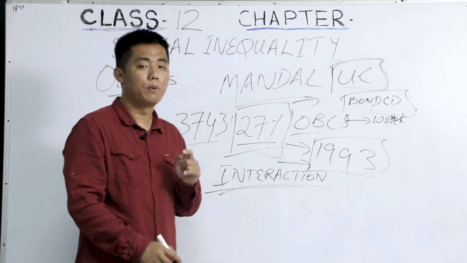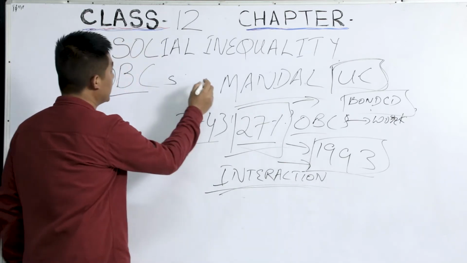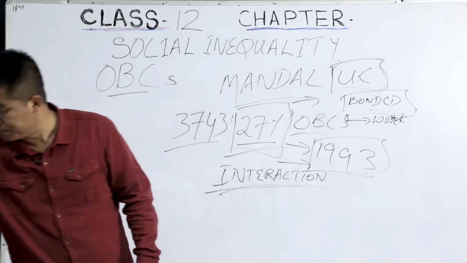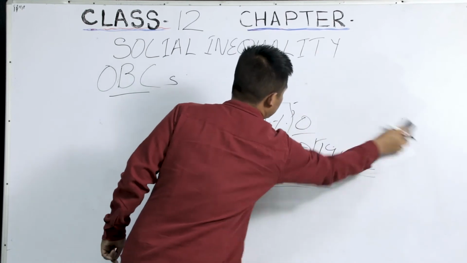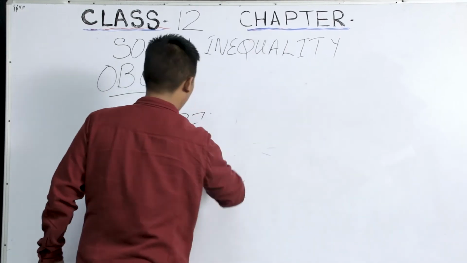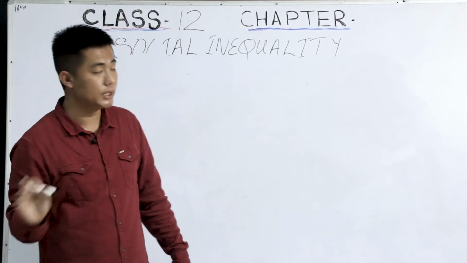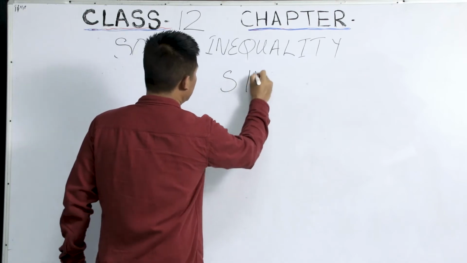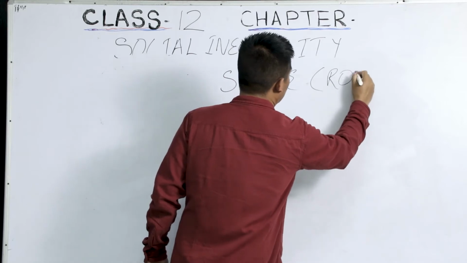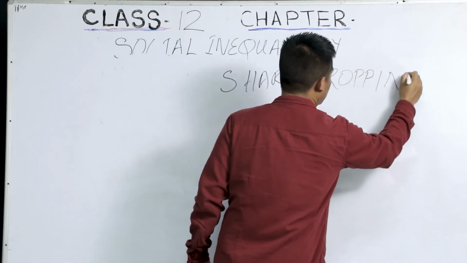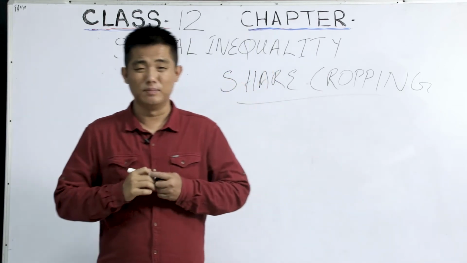The next is the problem of sharecropping. Sharecropping is something like this. Here, sharecropping in the sense that the upper caste had the land of their own, but the lower caste did not have the land on their own. And this was the reason why this practice, sharecropping, S-H-A-R-E, share, C-R-O-P-P-I-N-G, the concept of sharecropping came into being. Now, what does it mean here?